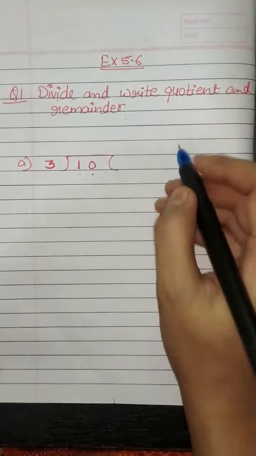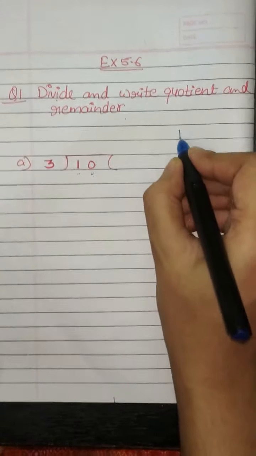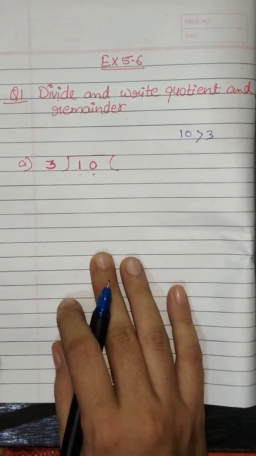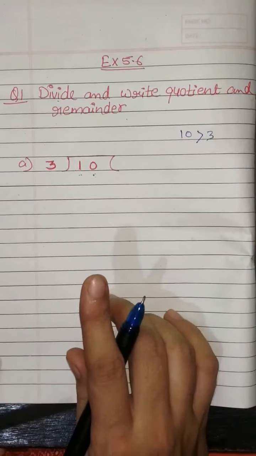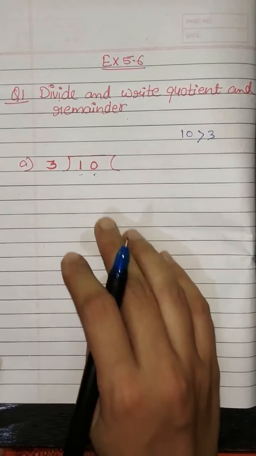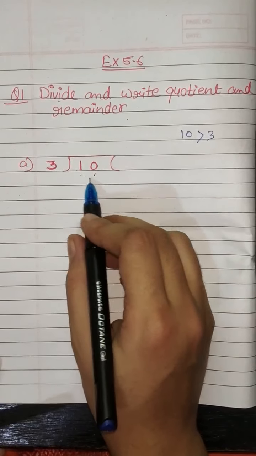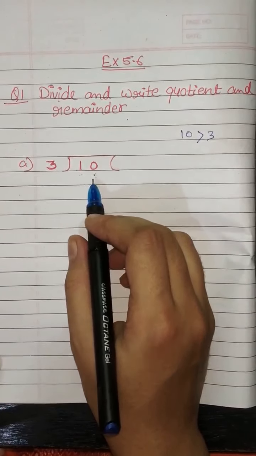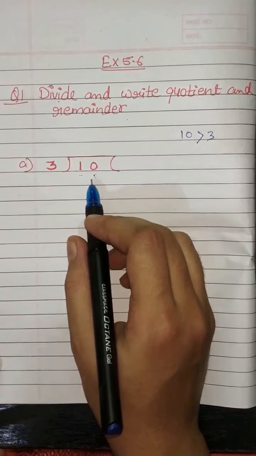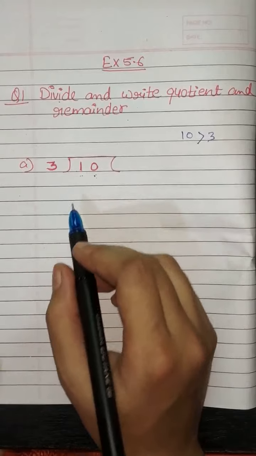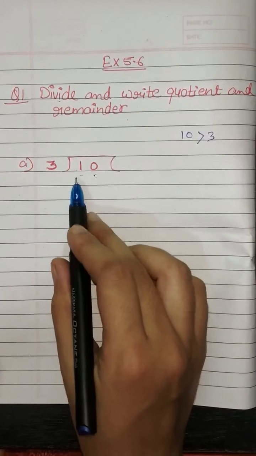Now you know that 10 is greater than 3. 10 is greater than the divisor given over here. Now we can start with the division. So always remember, whenever you are starting with the division, the number that you are dividing should be equal to the divisor or greater than the divisor. Okay.